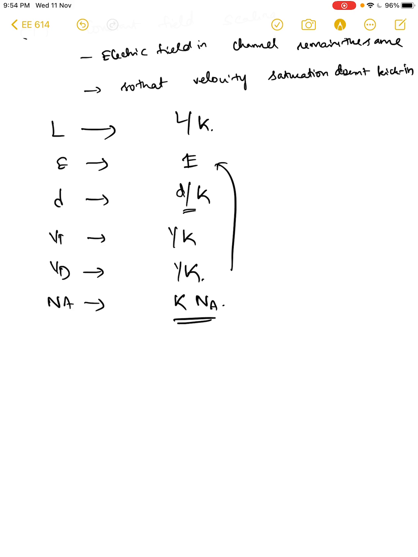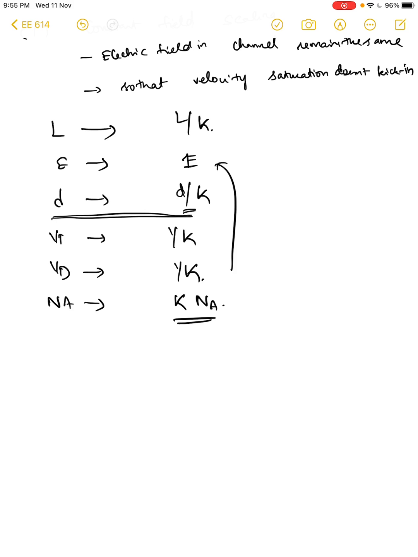So basically you increase the channel doping concentration. When you increase the channel doping concentration, the threshold actually increases, right? Now, to accommodate for that, if you want to keep the gate voltage the same, you have to reduce the oxide thickness by 1 by kappa, right?